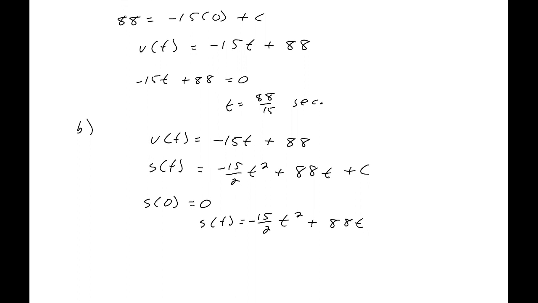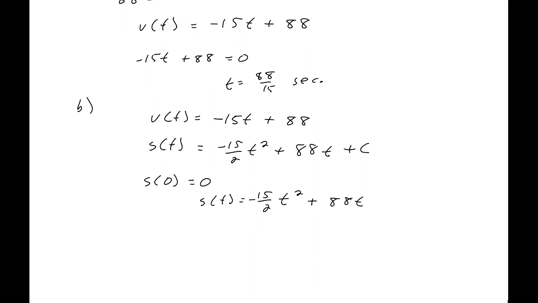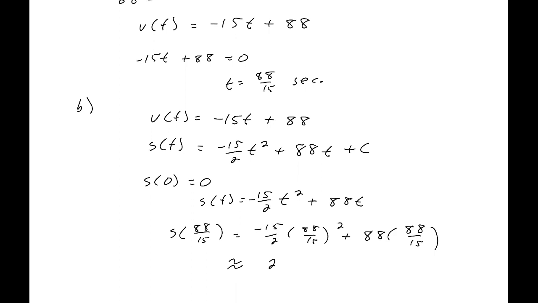All right. Well, so the position, how far it got after 88/15 of a second, would be s of 88/15, which is negative 15 over 2 times 88/15 squared plus 88 times 88 over 15. And this is going to be approximately 258.133 feet. So that is the distance it traveled from 0. So assuming it started at a point of 0 and going 88/15 of a second, based on its current velocity, we know that is the distance that it traveled.